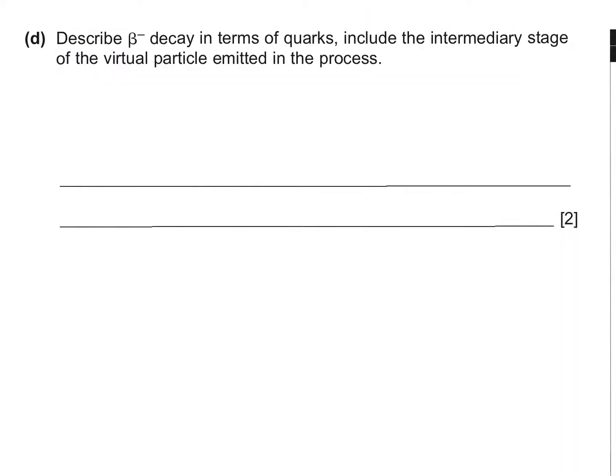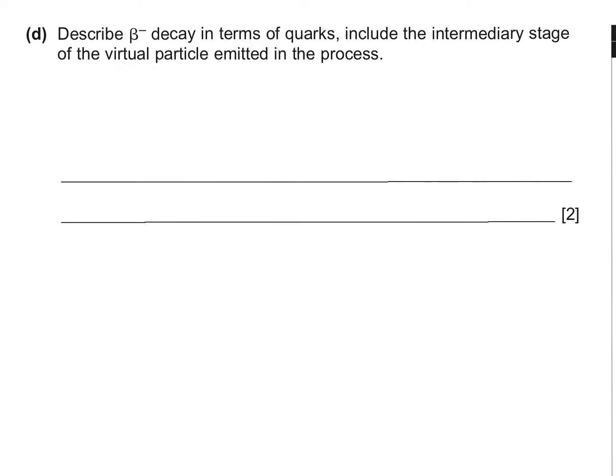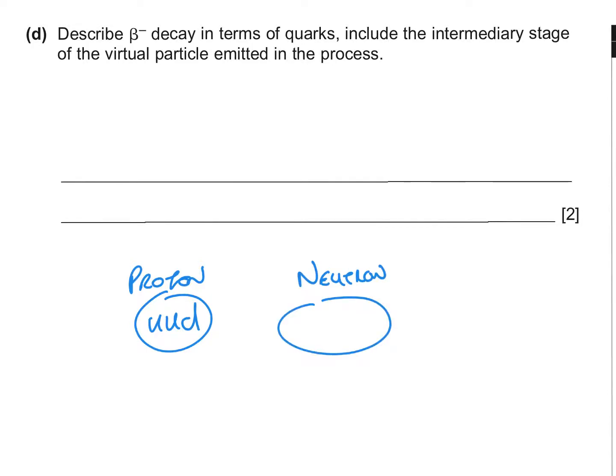Part D then, describe beta minus decay in terms of quarks and include the intermediary stage of the virtual particle emitted in the process. So we have a proton, which is UUD, and a neutron, which is UDD. So it's really the conversion of this middle quark that is the change from proton to neutron and vice versa in the two types of beta decay.